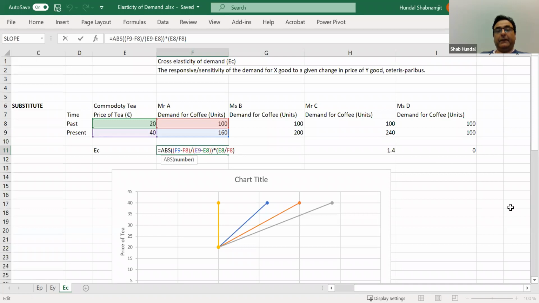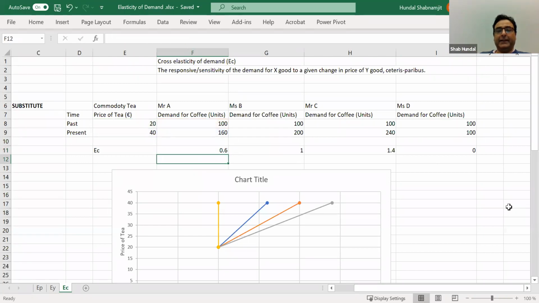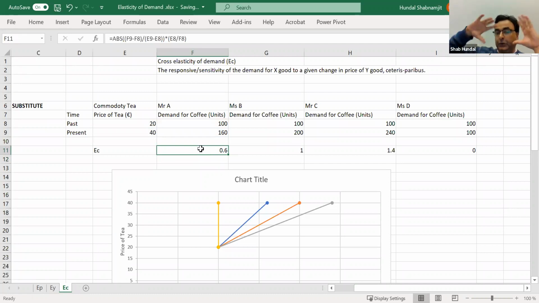So you can see here the change in the quantity demanded of coffee divided by the change in the price of tea, and then everything multiplied by the original price of tea divided by the original quantity of coffee. When you put it in this formula, you find that it's 0.6. So basically, it means that when the price of tea increases by 1%, the demand for coffee increases by 0.6%. I repeat, when the price of tea increases by 1%, the demand for coffee increases by 0.6%, according to Mr. A.